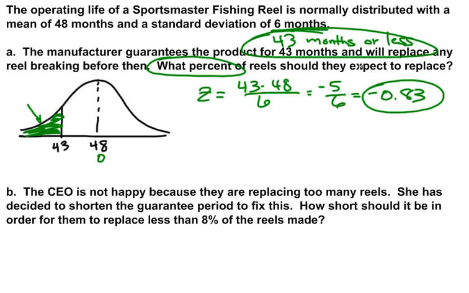The mean will shift to 0, and we'll say that we're negative 0.83 standard deviations below the mean. So we go to our table, we look up negative 0.83, and real quickly we will see that we get a value of 0.2033.